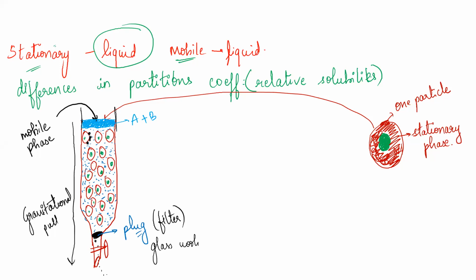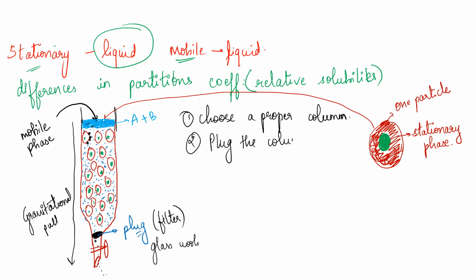Before packing a column, one of the important things that you have to do is choose a proper column. What do you mean by choose a proper column? Depending upon how much sample you're going to load, and all of these conditions, you have to choose a proper length of the column. Then you have to plug the column. This plugging of the column can be done by a cotton plug, or it can be done using glass wool also. Okay. These are the first two important things that you have to follow when you pack the column.